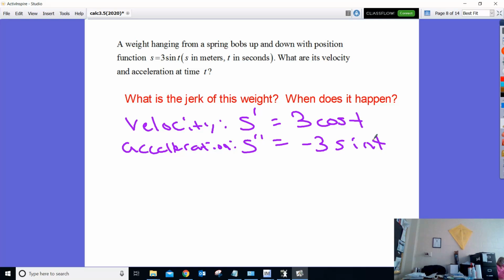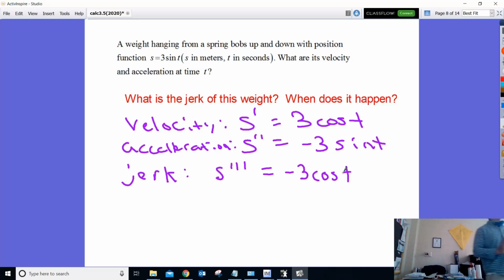And our jerk, which is the pull, or the initial rush of acceleration, has got to be the derivative of s double prime. What's it going to be? Negative 3 cosine of t. Now the question here is, when does that jerk happen? When does that jerk happen?